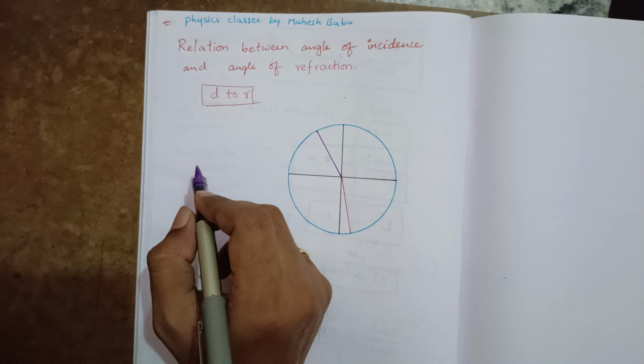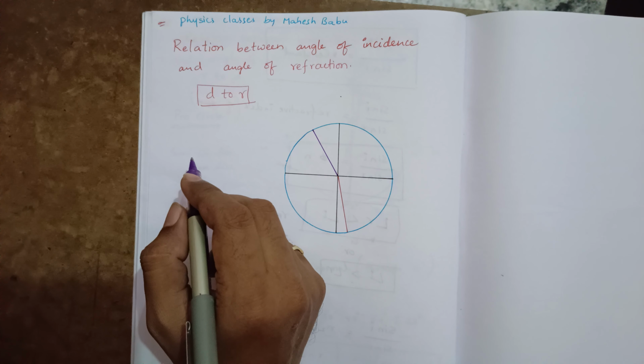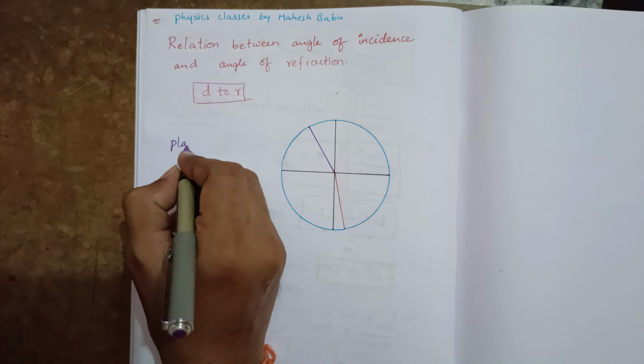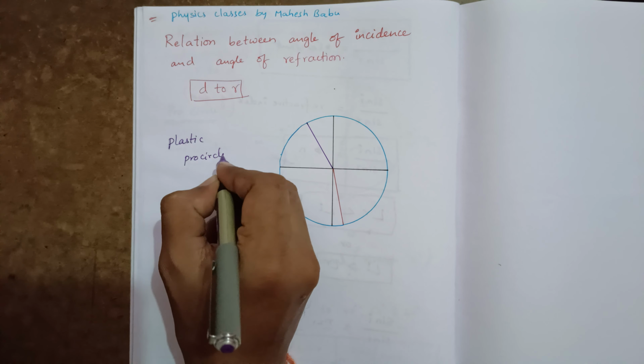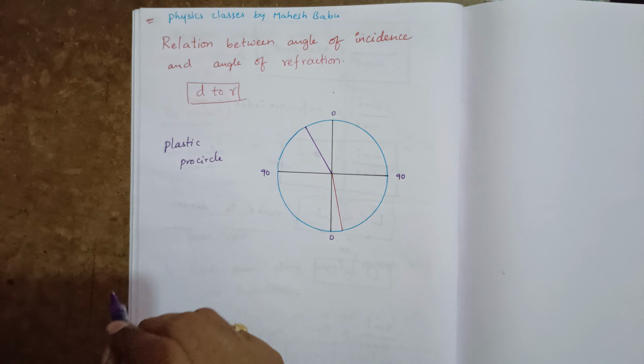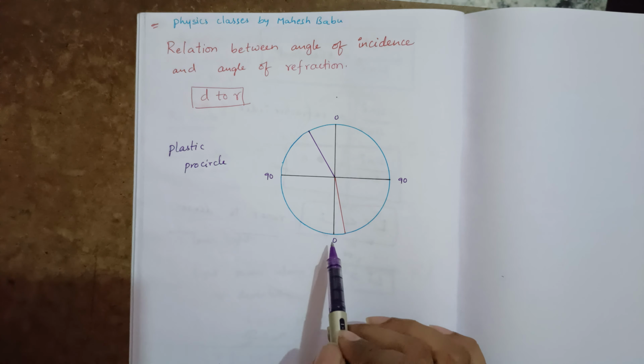To do this experiment, we should take one plastic protractor circle. It contains angles. Here it is acting as a normal, so here it is 0, here it is 0. It is acting as an interface, 90, 90. From 0 to 90 on this side, 0 to 90 on this side.